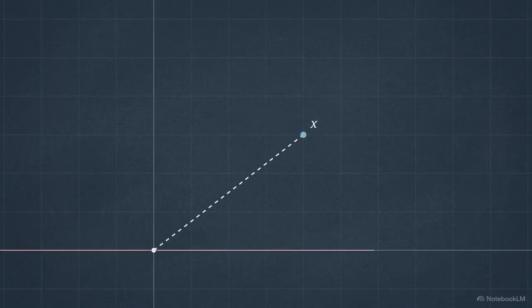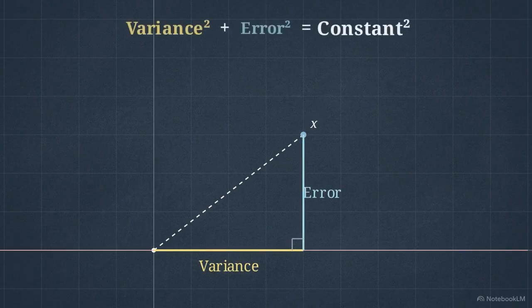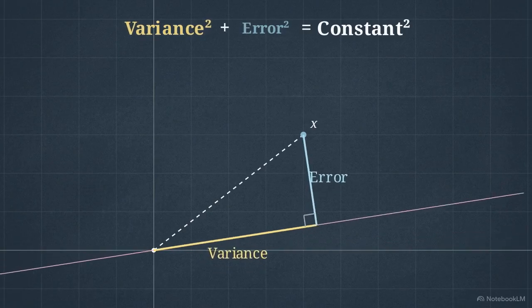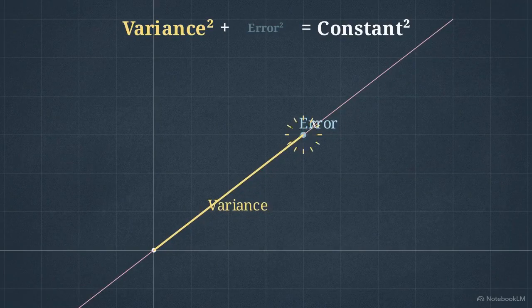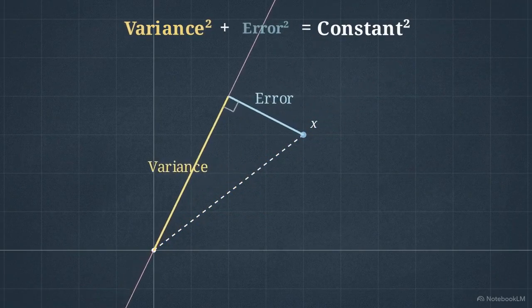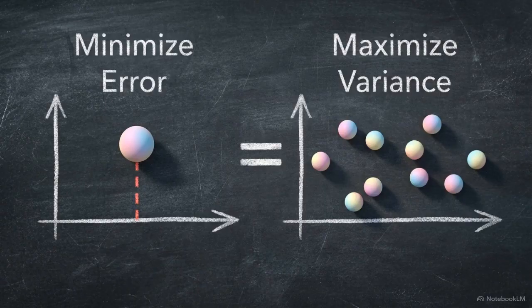Consider a single data point and a candidate projection axis. A right triangle connects the origin, the fixed point, and its projection. The orthogonal side is reconstruction error, and the adjacent side is variance. By the Pythagorean theorem, decreasing error proportionally increases variance. Solving for the tightest geometric fit automatically yields the most informational spread, unifying the two mathematical philosophies into a single algorithm.